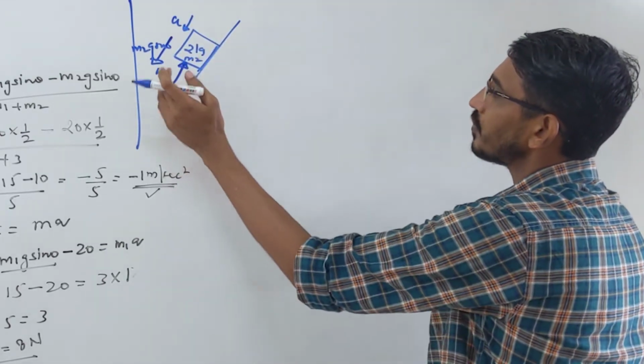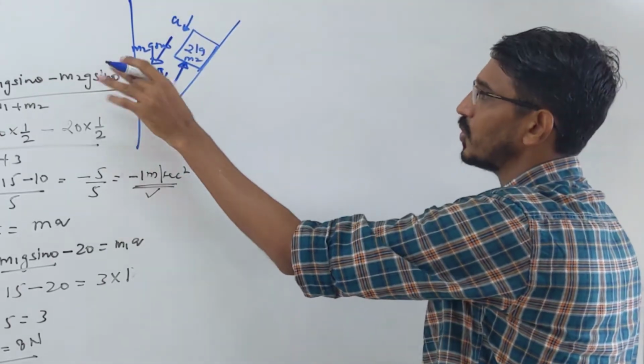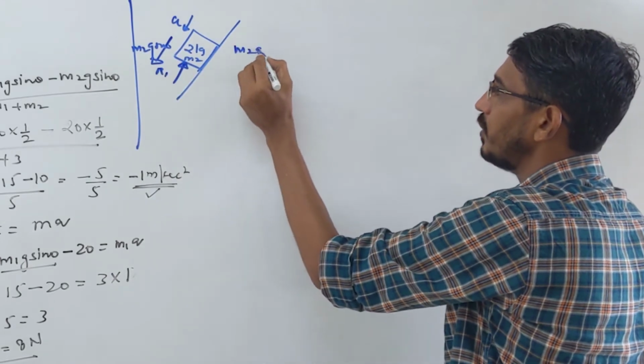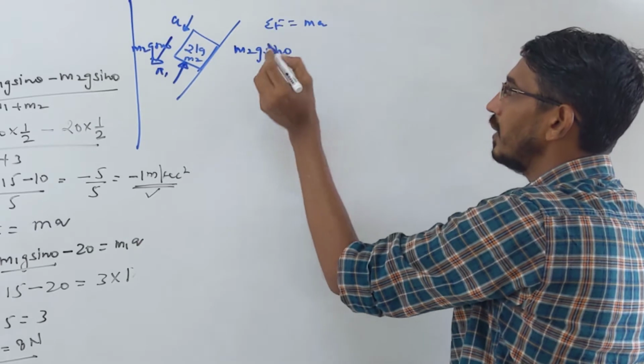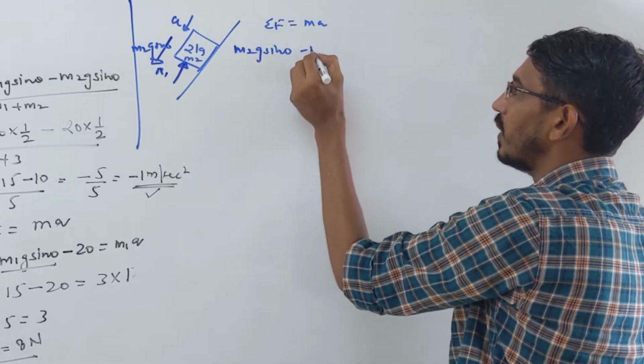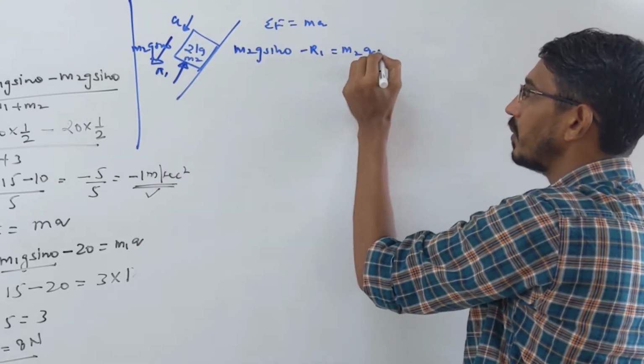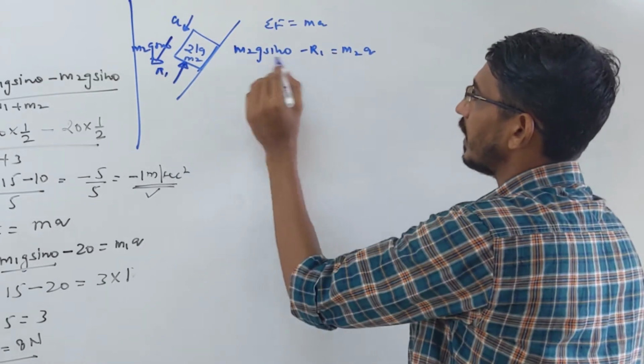So look here, it is moving downward overall. So this force, m2g sin theta, is big. I am writing net force is equal to Ma again. So m2g sin theta is big, minus R1 is equal to m2 into a.